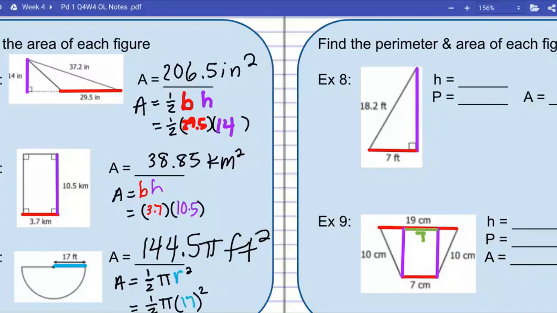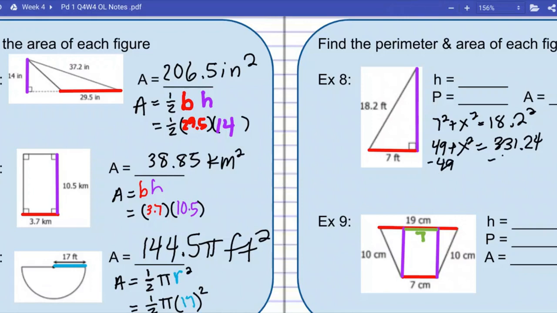If I want to find the area of this triangle, first thing I need is the height. So I have to use the Pythagorean theorem to find the height. So a squared plus b squared equals c squared. So 7 squared plus x squared equals 18.2 squared. It's going to be 49 plus x squared equals 331.24. I'm going to subtract 49.